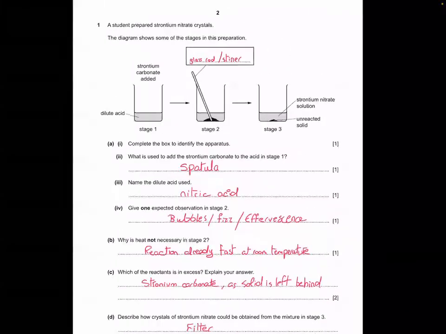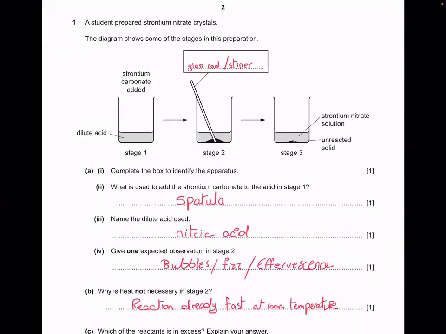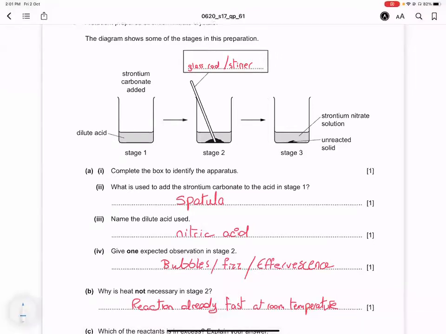This is June 2017, paper 6, variant 1. First question, a student prepared strontium nitrate crystals. The diagram shows some of the stages in this preparation. Label or identify the apparatus.